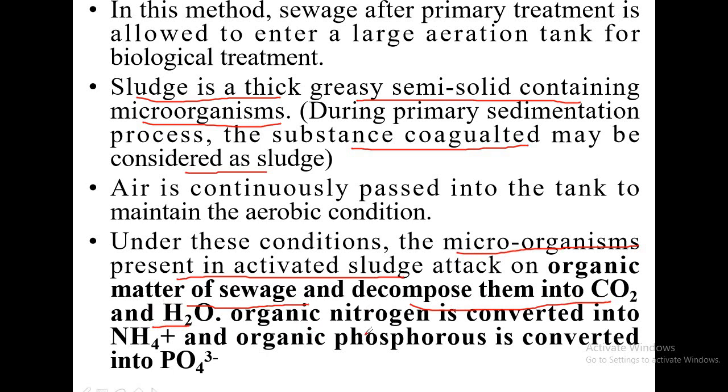In addition to this, organic nitrogen, if any, is converted into ammonium salts, and organic phosphorus, if any, is converted into phosphate. So these are the three changes taking place during biological treatment, by the action of microorganisms present in the sludge. These microorganisms attack the organic matter of the sewage and decompose it into carbon dioxide and water, and organic nitrogen is converted into ammonium salts, and organic phosphorus into phosphate.